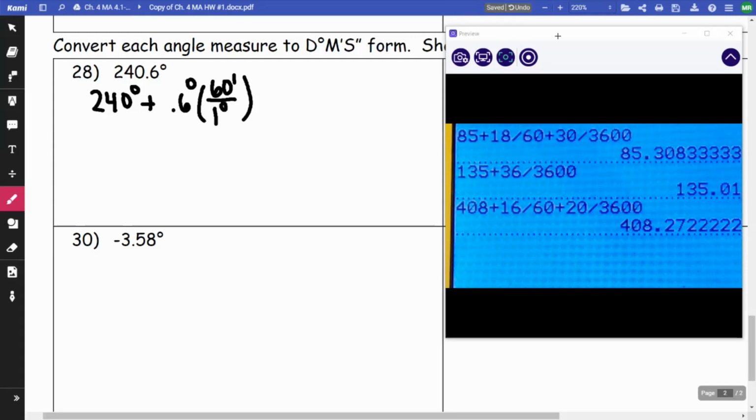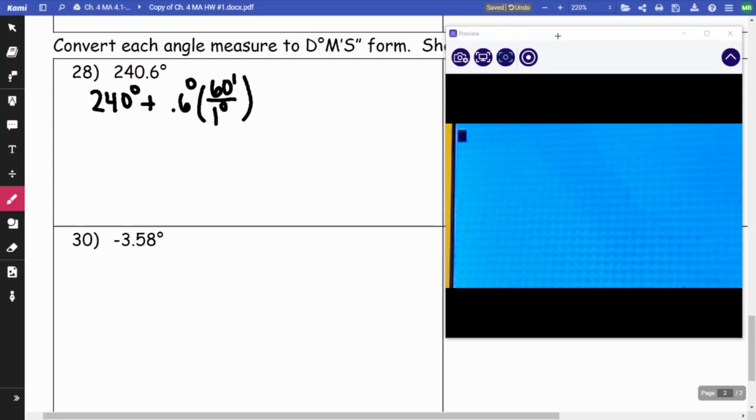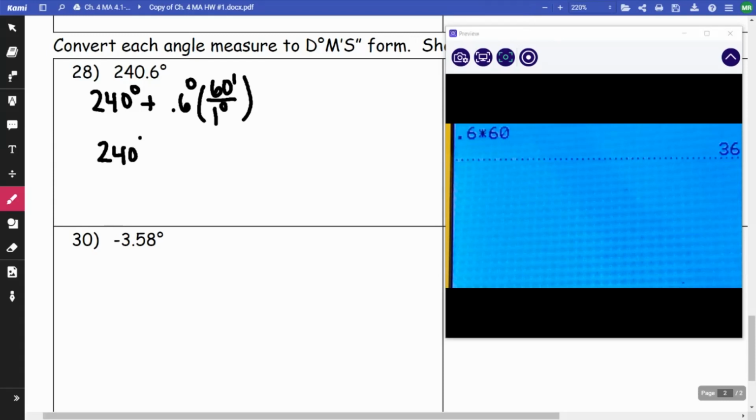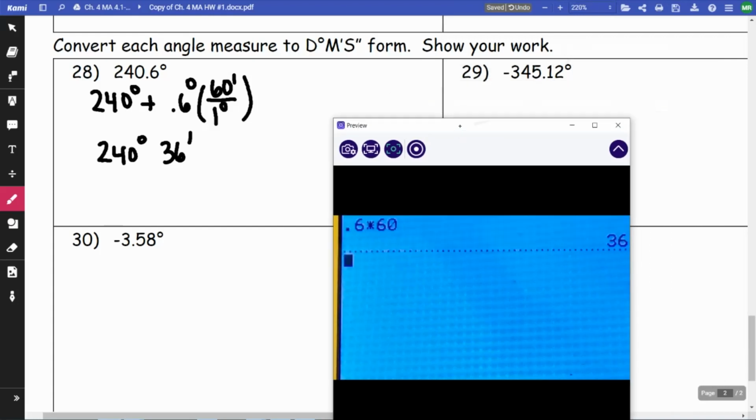Actually, I don't need to do the 240 because I know I'm going to have 240 degrees plus something. I need my 0.6 times 60 basically. And I end up with 24 degrees. I don't need the plus anymore. 36 minutes, done. Don't have any seconds because this was an even amount of minutes. I didn't have a decimal amount of minutes.